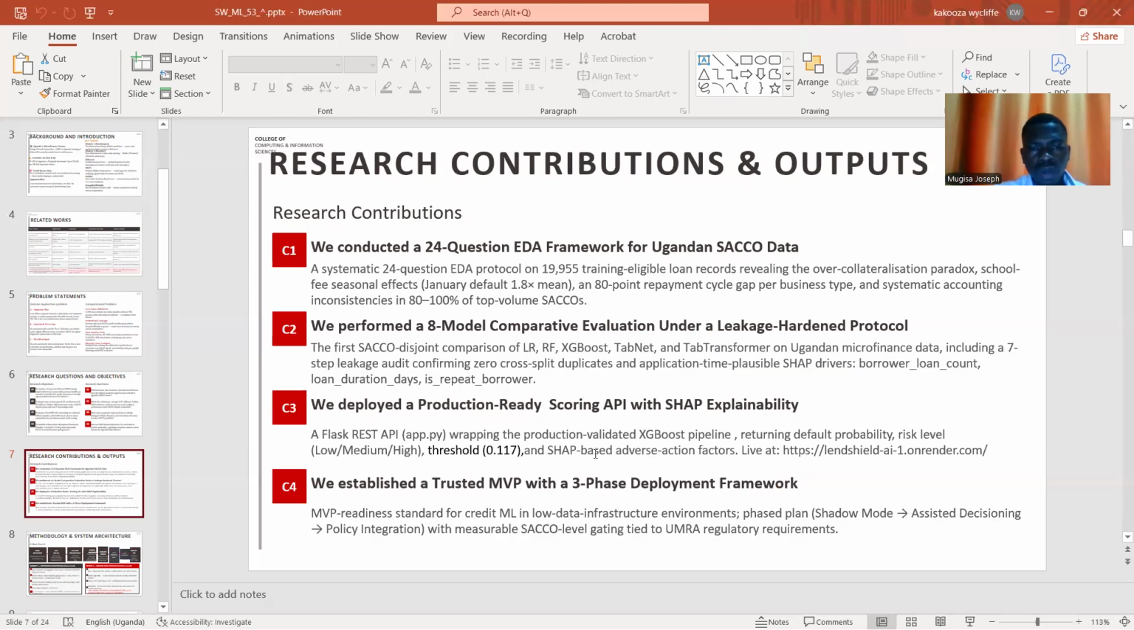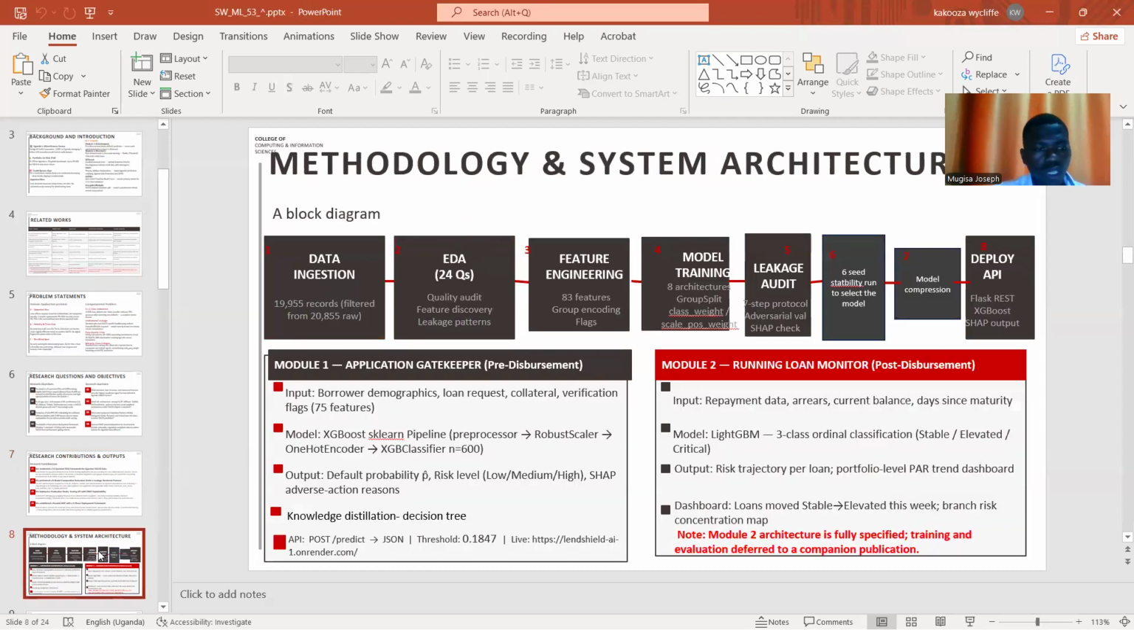We successfully carried out the exploratory data analysis. We compared the models, and we have also established a 3-phase deployment plan, and we are on phase 1 as of now, which is working hand in hand with the loan officers. The model makes the decision, but the officer does not alter the decision. We just log the decisions and check the metrics.